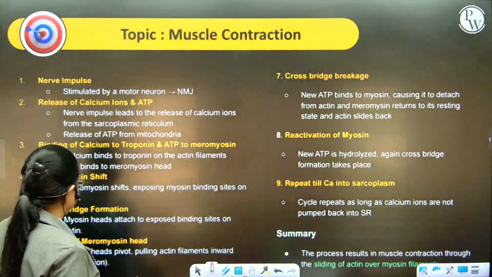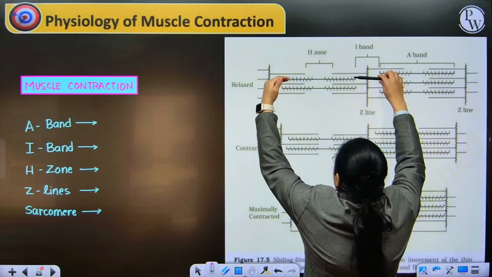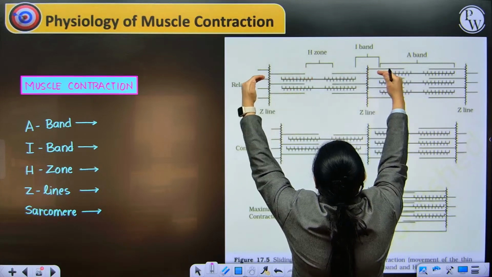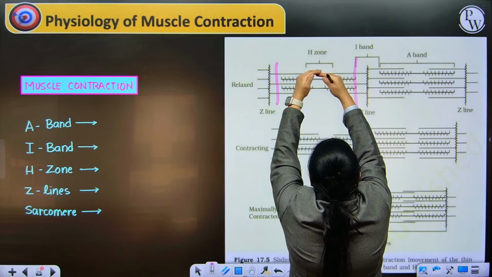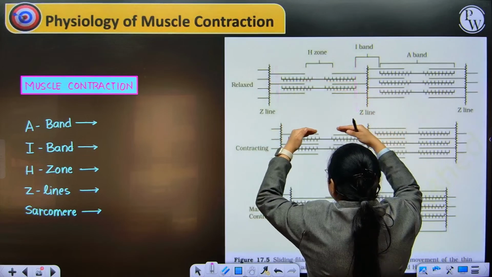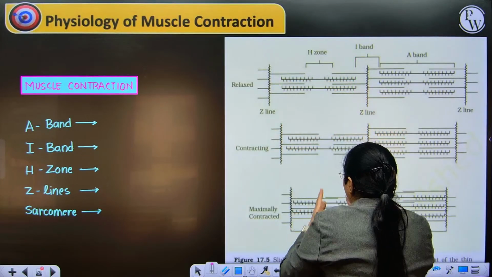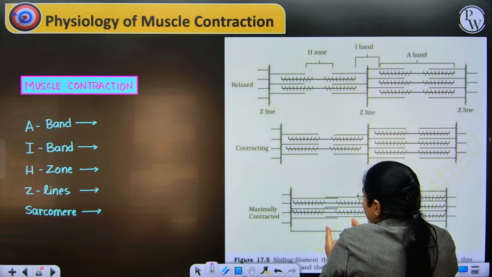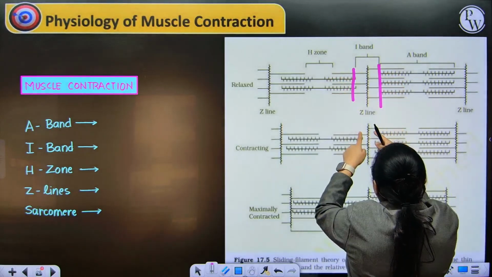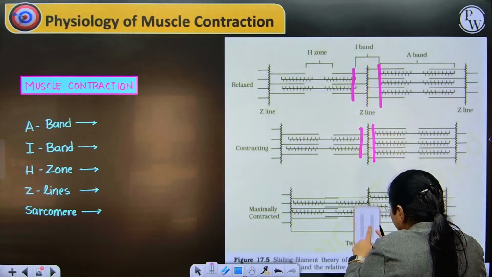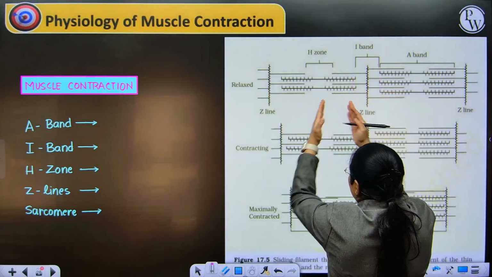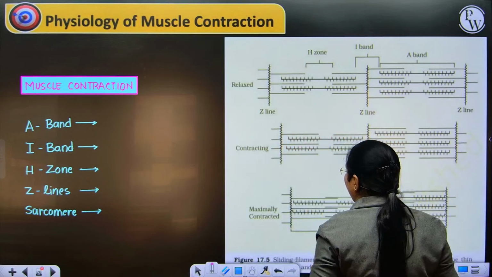Let us see with this diagram. You have the actin filament. As the meromyosin head binds and pivots, it pulls the actin towards the center of the A band. This was the A band. It pulls the actin towards the center of the A band. See here and see here. What happens as the actin moves towards each other, towards the center of the A band? The H zone keeps on reducing, and when the muscle is maximally contracted, the H zone disappears. You see the I band is reducing, look here, and here the I band is reduced further. So the I band reduces, and the Z lines are brought closer to each other because the actin filaments are brought towards the center.